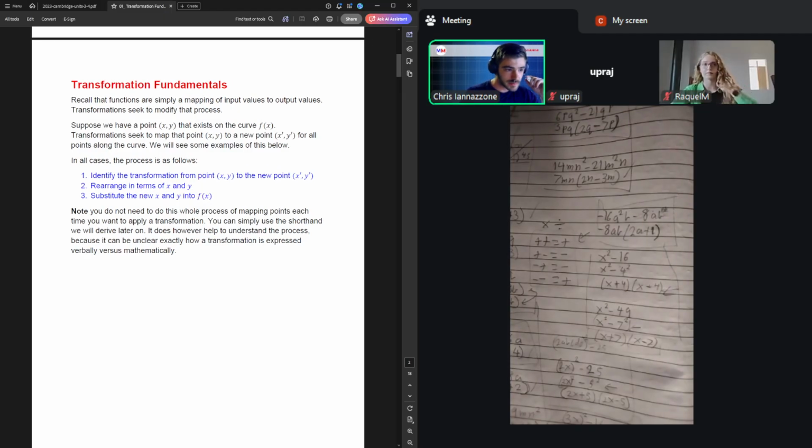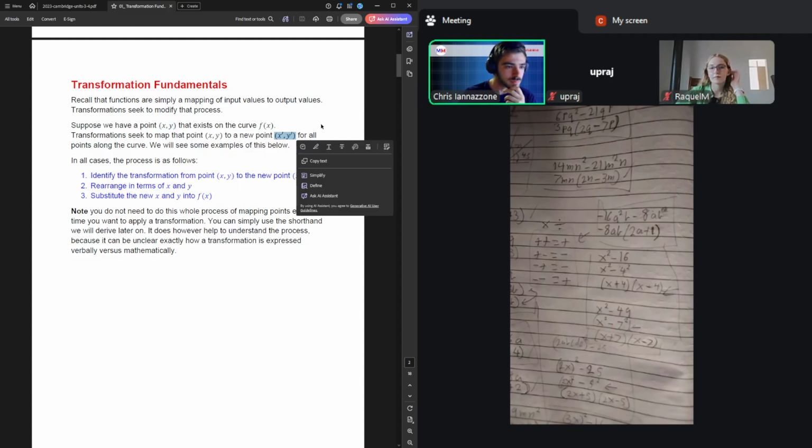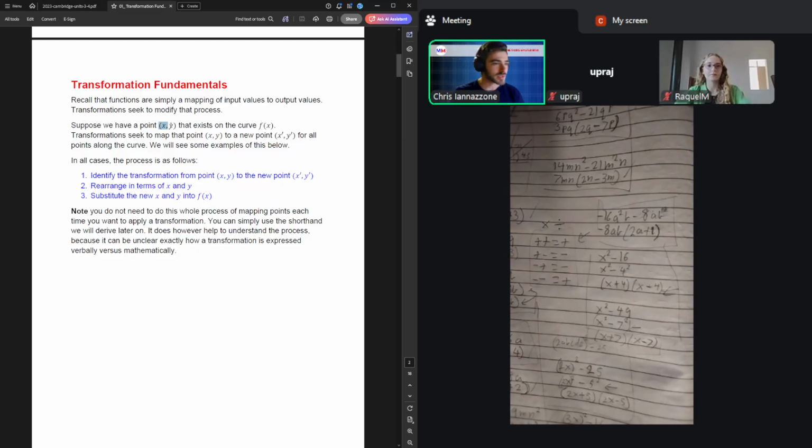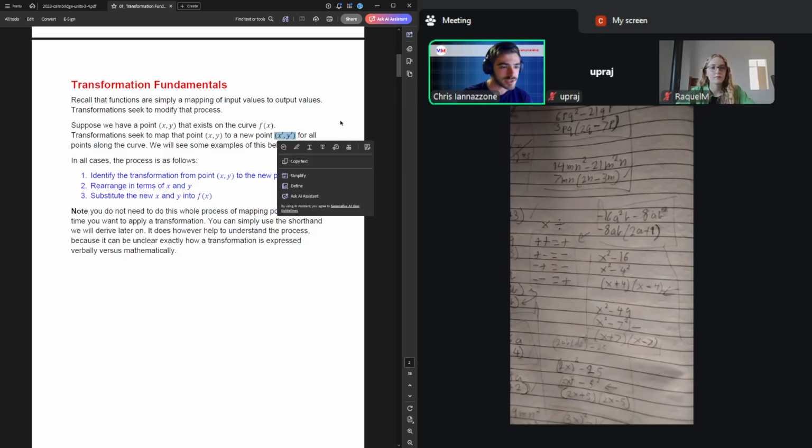So the approach that I'll be teaching today will be using point notation. So you have some point (x, y) and you're mapping it to some new point (x', y'). So (x, y) is going to be the initial point that you're starting with, and (x', y') is going to be the new point that you end up with.